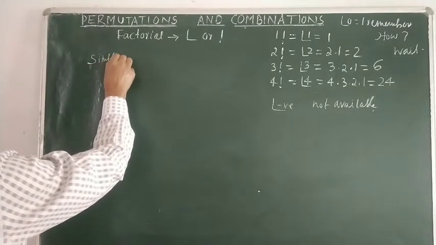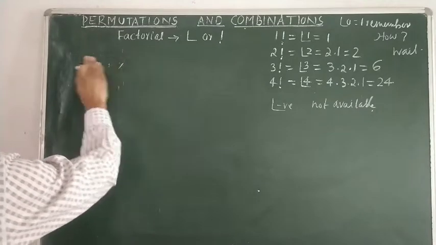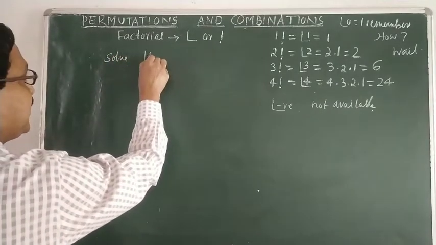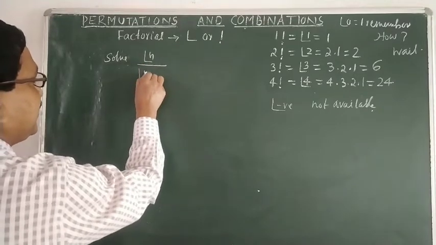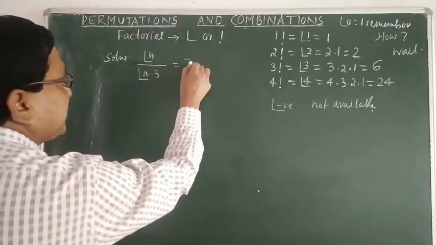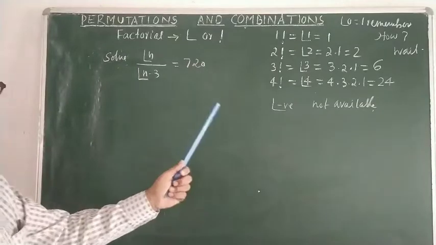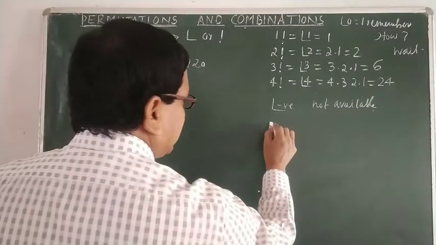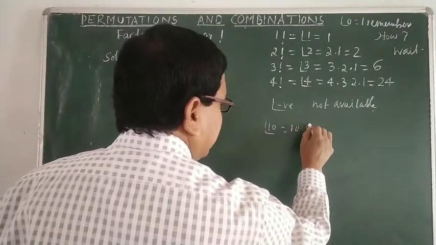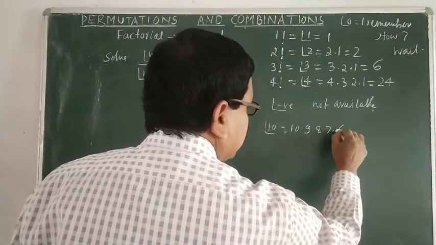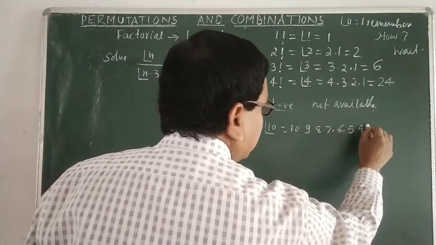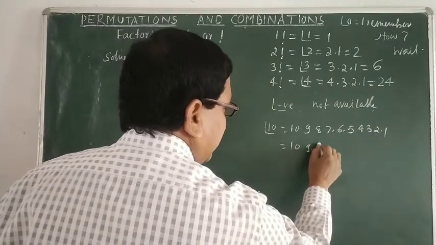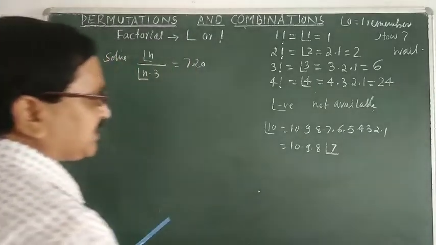Simplify, or better to solve: n! upon (n minus 3)! equals 720. Suppose it has to be solved, finding the value of n. Now you know that 10 factorial is 10, 9, 8, 7, 6, 5, 4, 3, 2, 1. So if 10, 9, 8 is taken outside, we are left with factorial 7.